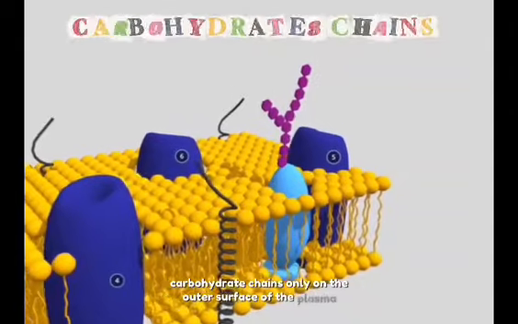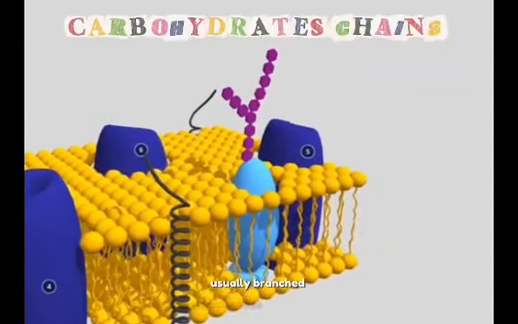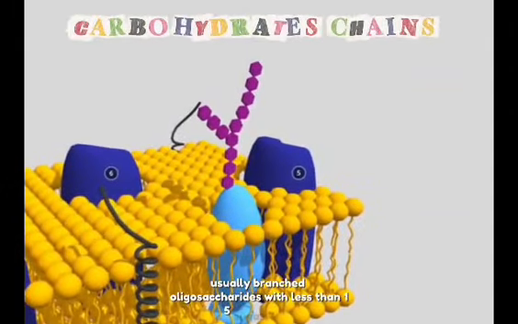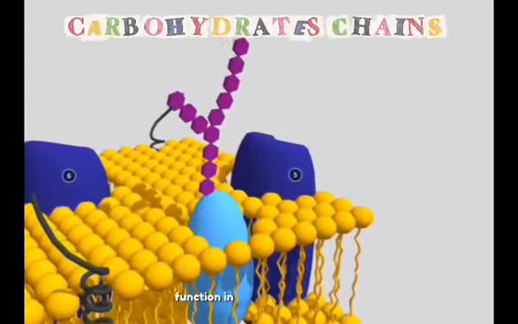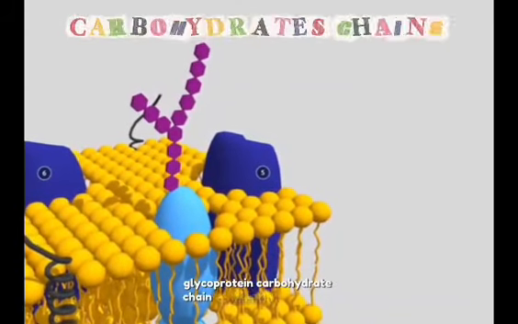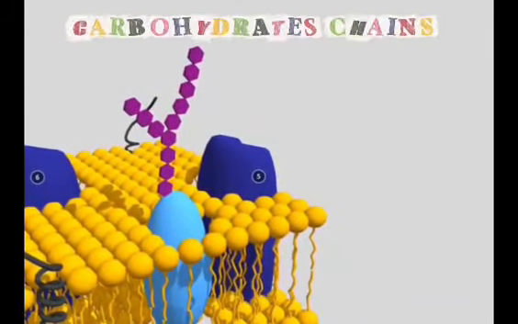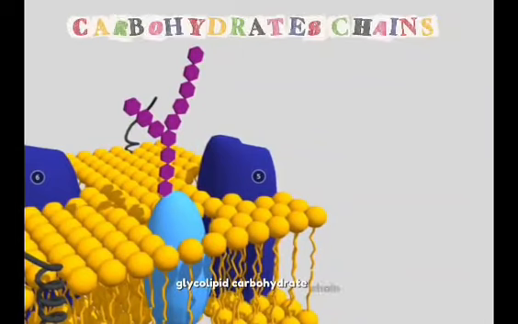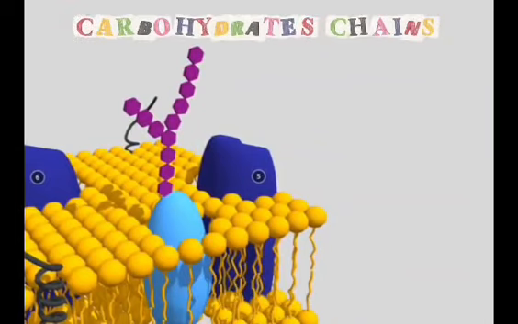Carbohydrate chains are found only on the outer surface of the plasma membrane, usually as branched oligosaccharides with fewer than 15 sugar units. They function in cell-cell recognition. A glycoprotein is a carbohydrate chain covalently bonded to a protein. A glycolipid is a carbohydrate chain covalently bonded to a phospholipid.